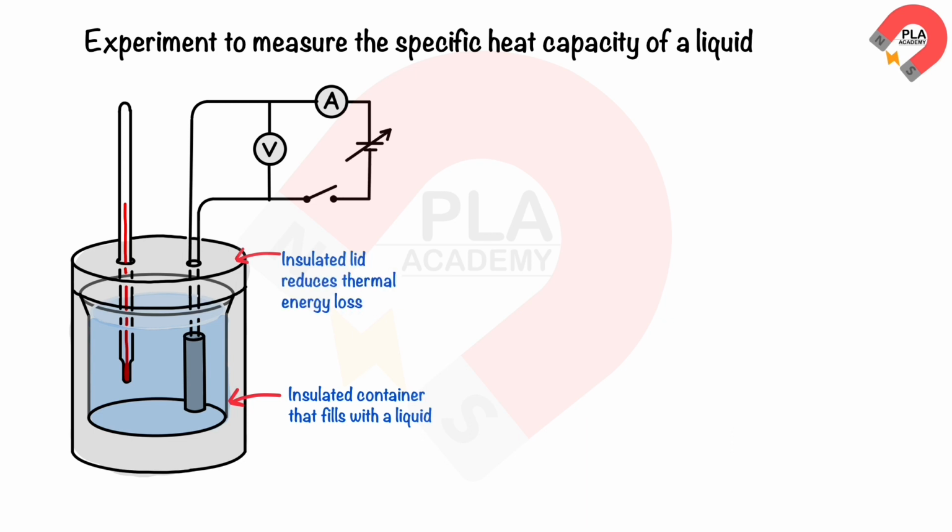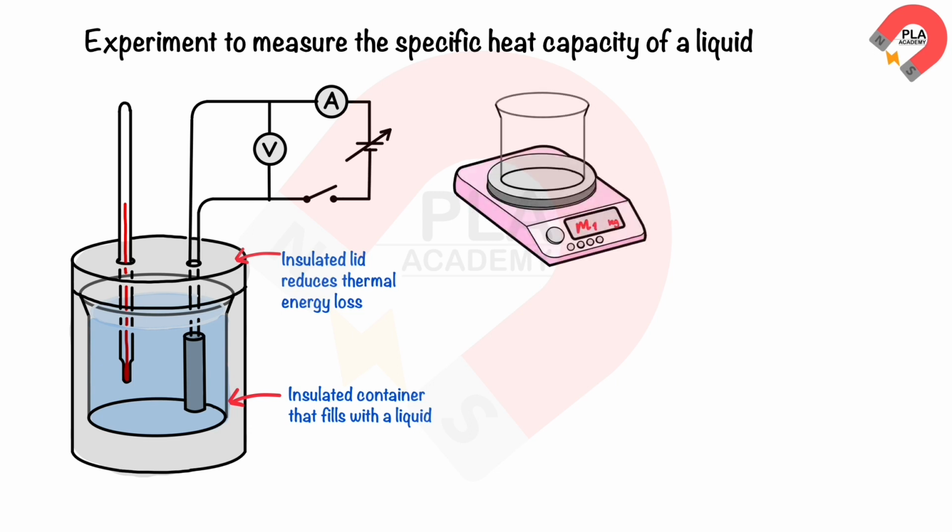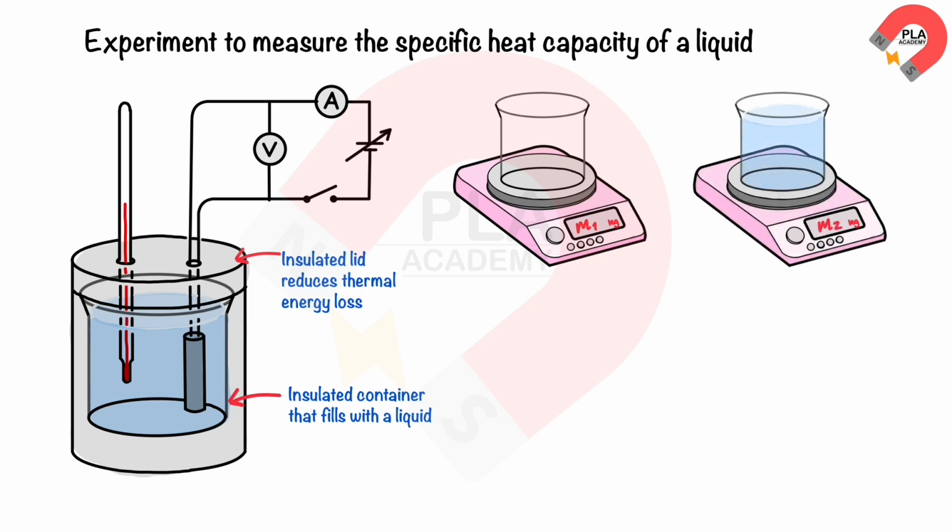The procedure of measuring the specific heat capacity of a liquid is the same as for a solid, with the following changes. The mass of the liquid is measured by weighing the empty insulated container, and then weighing the container with the liquid. The difference in mass is the mass of the liquid.